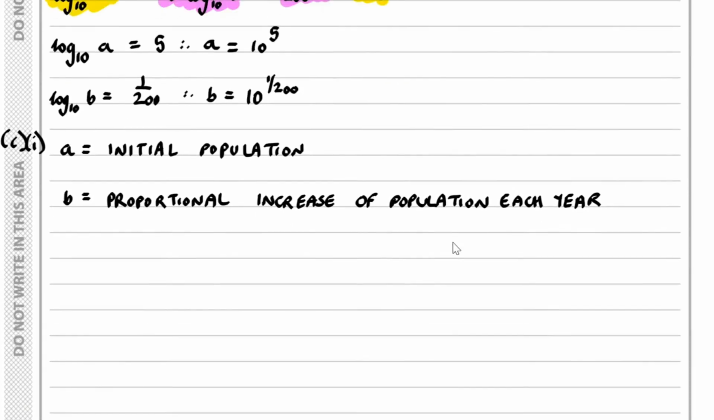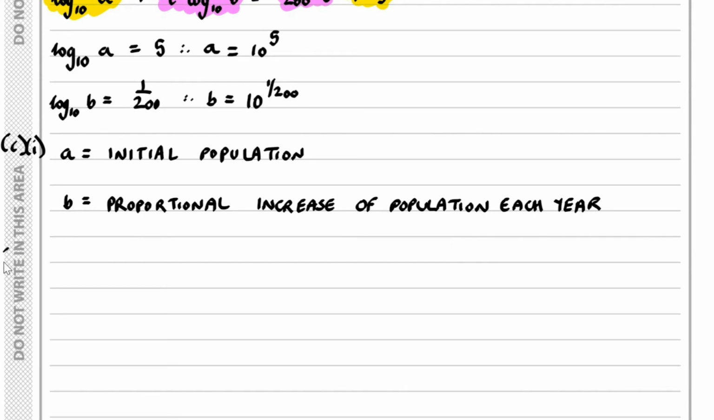So, for part D, we know what P is. P equals ab to the power of t. Now we know what a is. That's 10 to the power of 5. I know what b is. That's 10 to the power of 1 over 200. And then I'm going to raise this to the power of t.